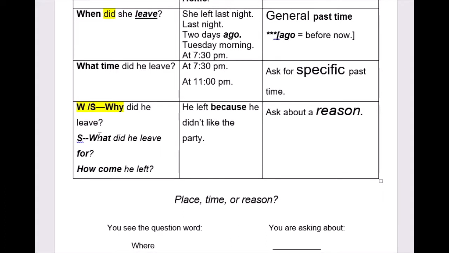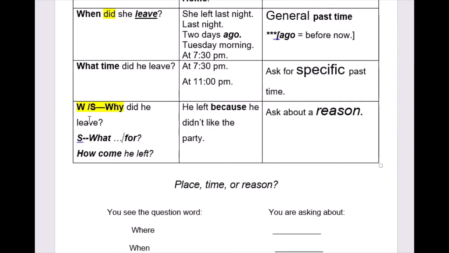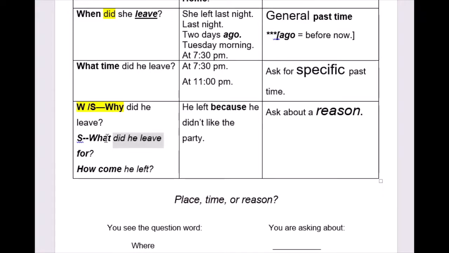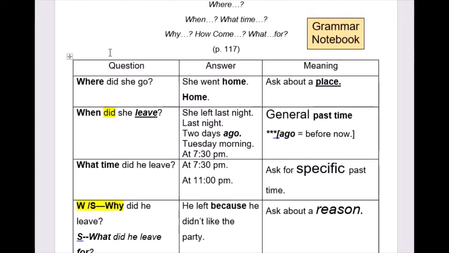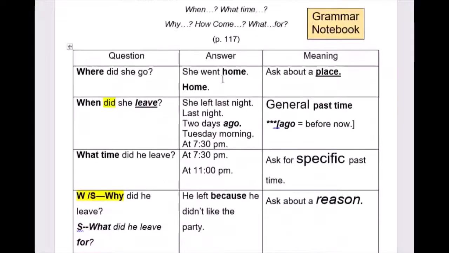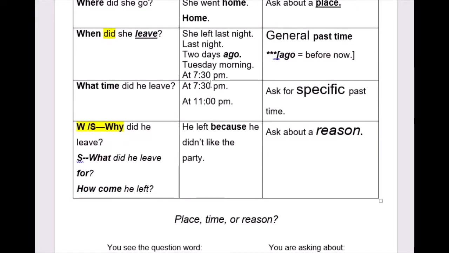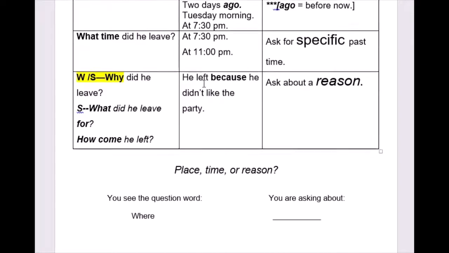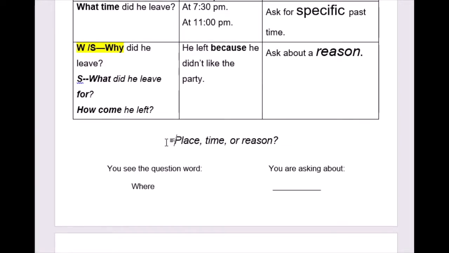Why did he leave? Okay. But for speaking, you can say, what did he leave for? Okay. So that's what I mean by what ... for. For is at the end of the question. Okay. And how come he left? How come? And then subject and then verb. Okay. And these are all asking about what verb tense. It's all asking the past. Okay. So place, time, or reason. Let's practice.